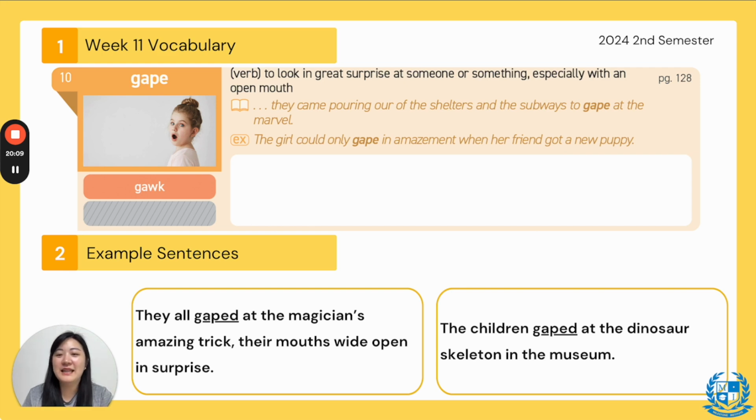Let's look down here. They all gaped at the magician's amazing trick, their mouths wide open in surprise. So say that the magician took a bunny out of a hat, and then they're like, whoa, where did that bunny come from? And everyone's like gaping. Next, it says the children gaped at the dinosaur skeleton in the museum. I know I did. When I first saw a dinosaur skeleton, I was like, oh, that is huge. Wow. And yes.